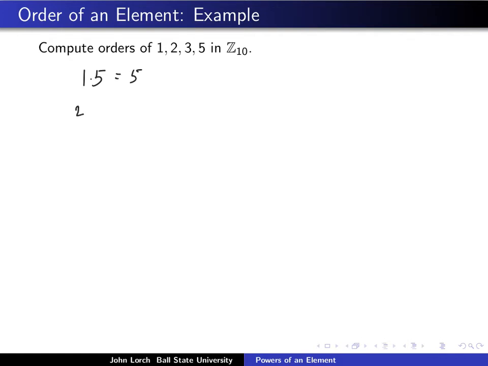If I take 2 times 5, what does that mean? Well, that means I'm adding 5 plus 5 in Z10, and that gives me 0, which is my identity in Z10. And so we would say in this instance that the order of 5 is 2, because that's the smallest multiple of 5 that will give me 0, our identity. So we've handled 5. Let's now do 3.